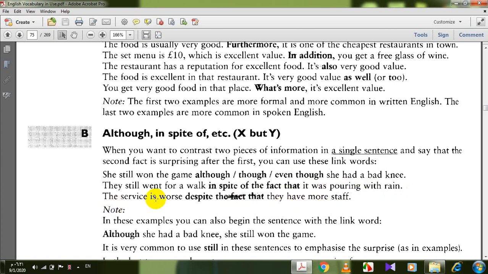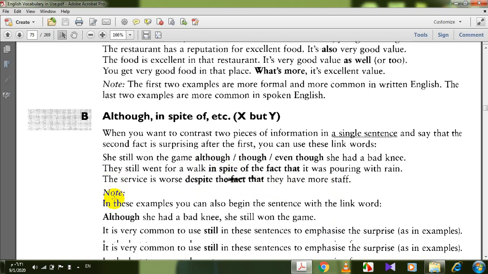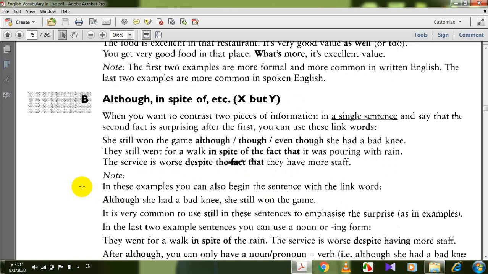The service is worse despite the fact that they have more staff. They have more staff. So in spite of the fact that is followed by a clause. They is the subject, have is the verb. So we have to be careful when using all these connectors or link words. Note, in these examples, you can also begin the sentence with a link word. We can start the sentence with although, though, even though, in spite of the fact that, despite the fact that.